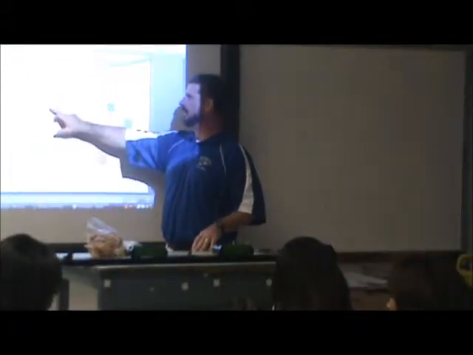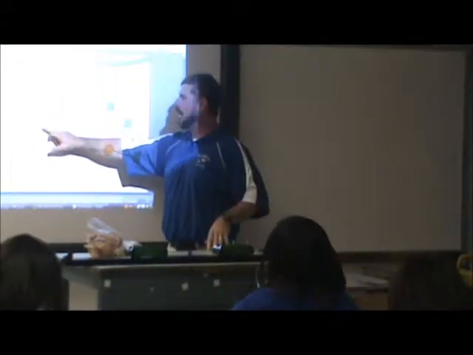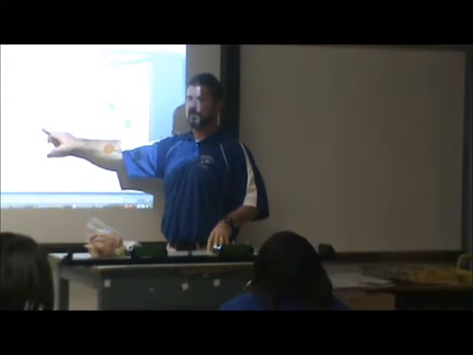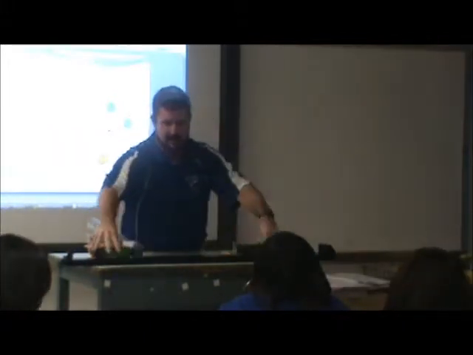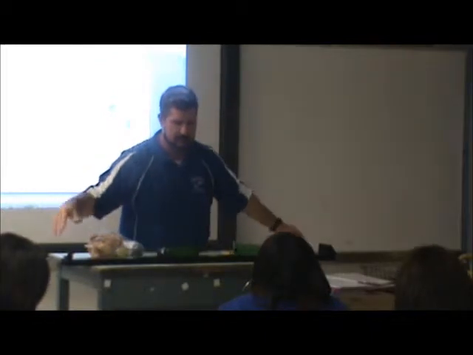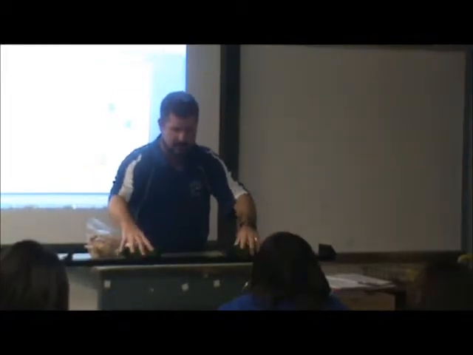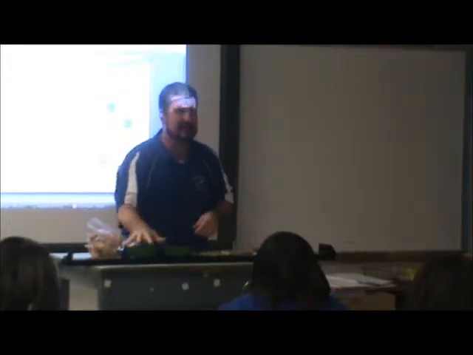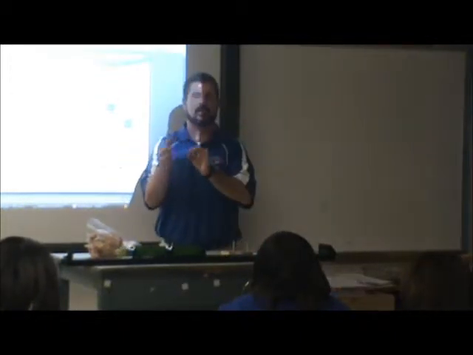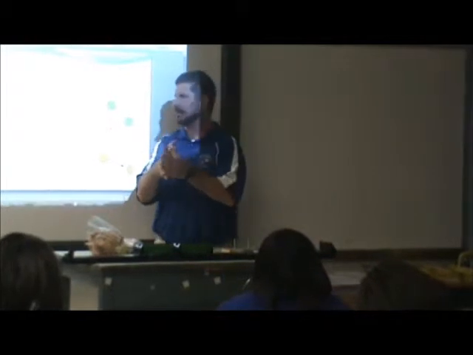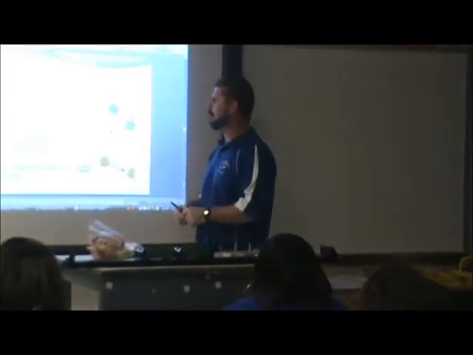Different kinds of collisions: objects stick together after the collision, or objects bounce apart after the collision. Sometimes they're going to bounce apart, but sometimes, when they hit, they're going to stick together. That's going to determine whether they're elastic or inelastic. That's one of the things that determines that.